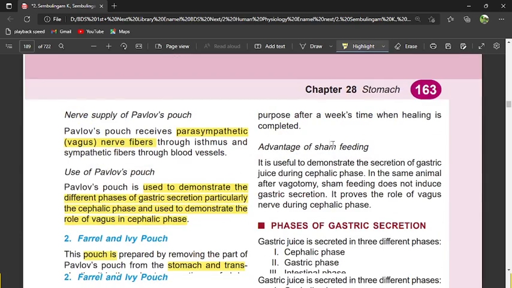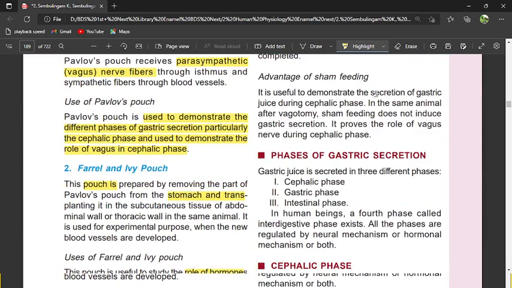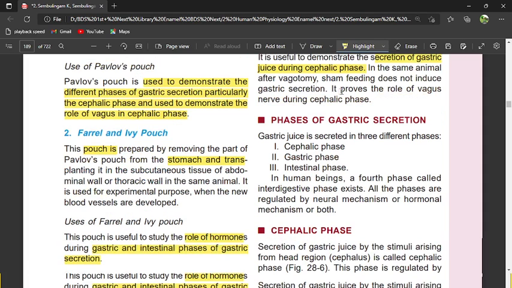Advantages of this: it demonstrates the secretion of gastric juice during the cephalic phase. In the same animal, with vagotomy, it also shows the role of the vagus nerve during the cephalic phase. So these two are the important features.